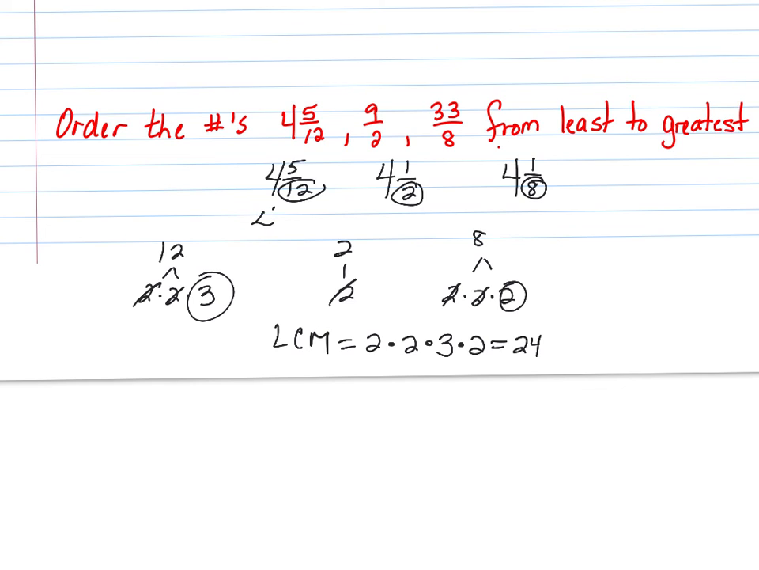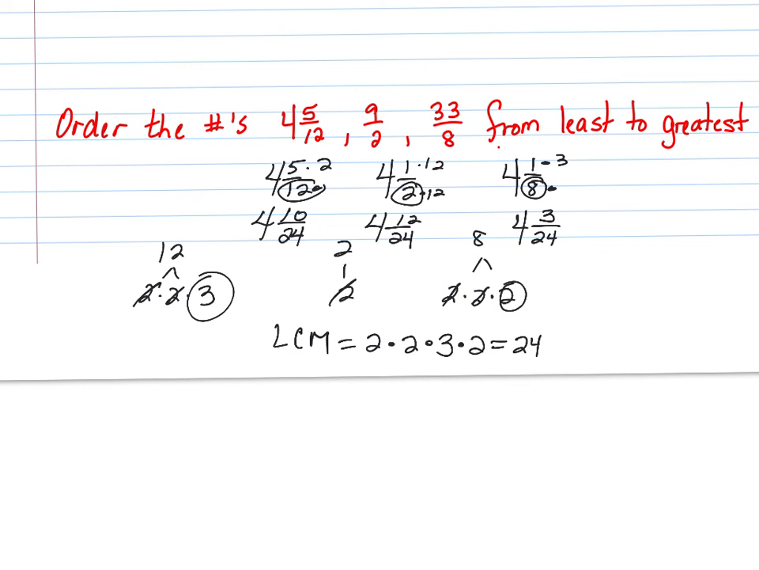So make this 4 and how many 24ths? 12 times what's 24? 2. So 5 times 2 is? 10. That's 4 and how many 24ths? 2 times 12 is 24, so 1 times 12? This is 4 and how many 24ths? 8 times what is 24? So 1 times 3 is?